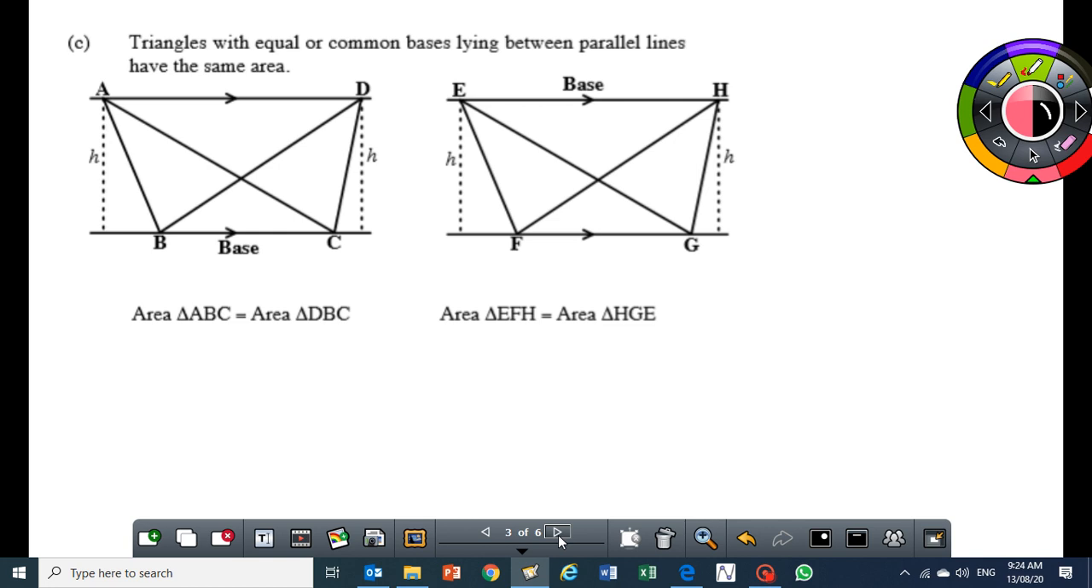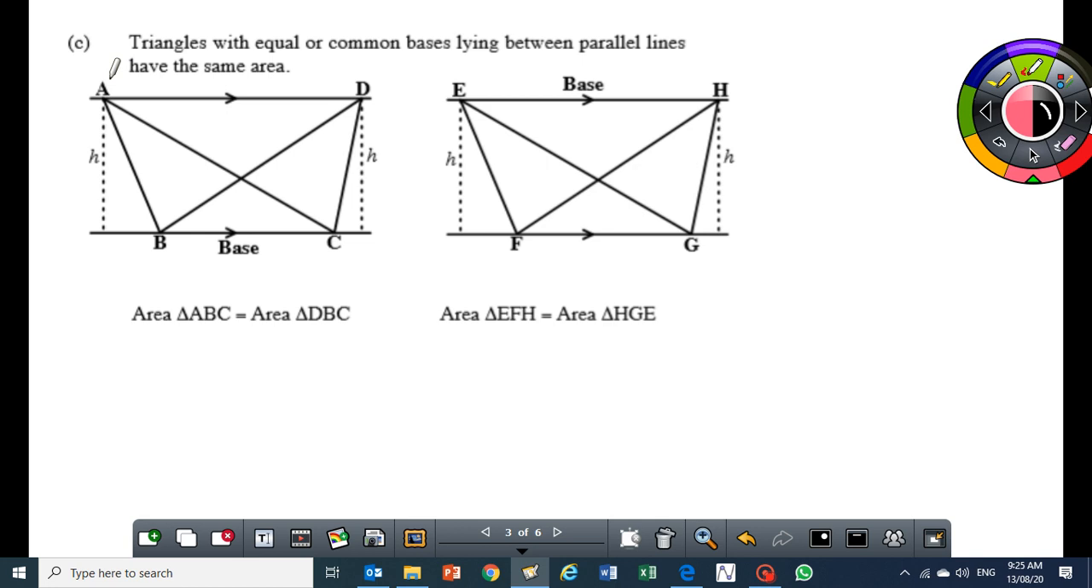So there are actually four points that you need to know. The one for areas I have included under part B on the vertex. Then the fourth one goes there, the third one is not there. Triangles with equal or common bases lying between any two parallel lines have the same area.